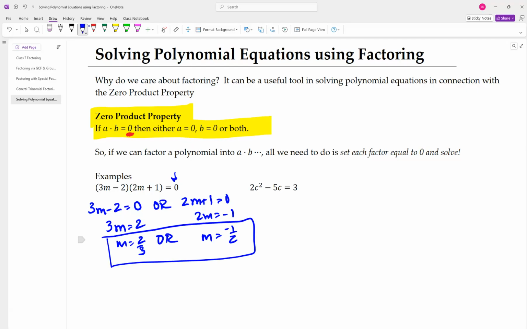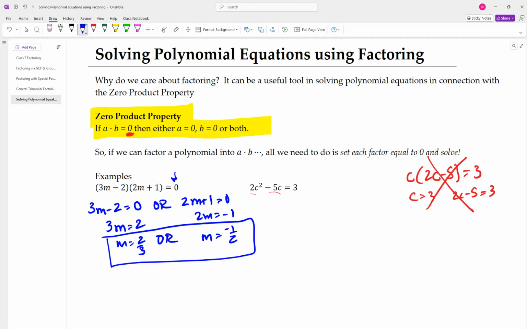Okay, next one. Now here you might be tempted, and I'm going to do this in red to say don't do this. If you look at the left-hand side, you say, oh, there's a c in common, and you can do 2c minus 5 is equal to 3, and then c is equal to 3, and 2c minus 5 is equal to 3. This is wrong. Do not do this. The reason the zero product property works is because the right-hand side of the equation is 0. This one is 3. The property doesn't apply.